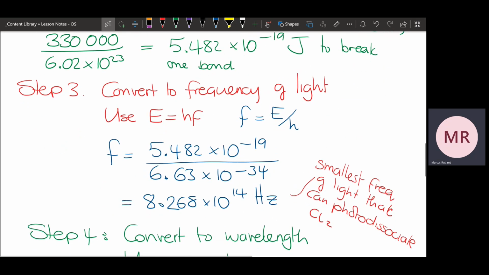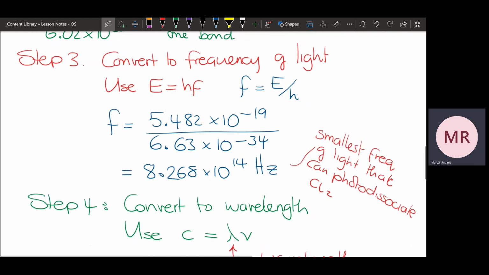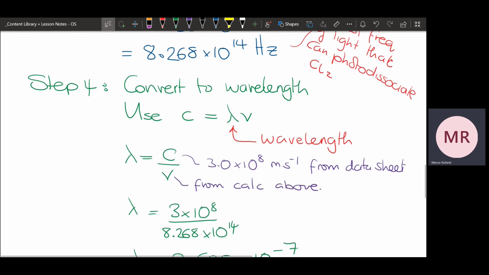And then once we've got that amount of energy needed to break one bond, we can figure out the frequency needed to break one bond. That would be the minimum frequency that would break the bond. And so to do that, we use the rearranged E equals hf, f equals E over h. And so we take the energy needed to break one bond, we divide by Planck's constant, and we get, therefore, the frequency of the light, the smallest frequency that would do the job.